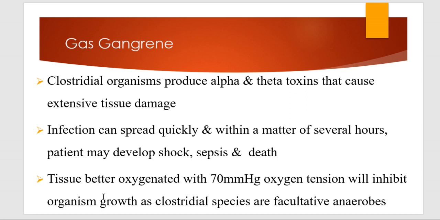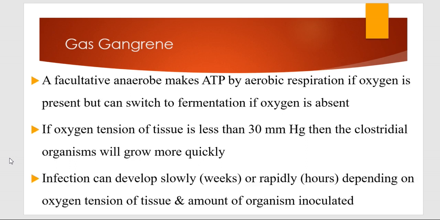And whenever the tissue is well oxygenated, with around, let's say, 70 millimeters of mercury oxygen tension, the tissue will inhibit the organism growth, as Clostridial species are anaerobes. So high oxygen tension is always negative for the bacteria and good for the patient. So we must maintain a high oxygen tension there.